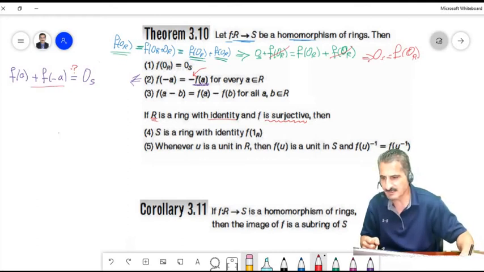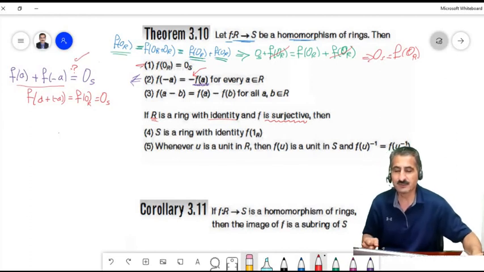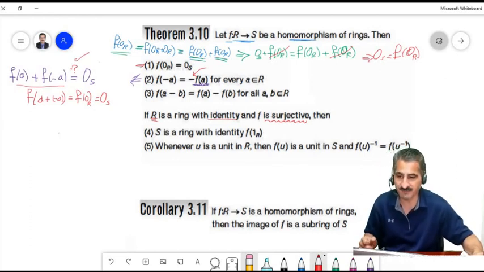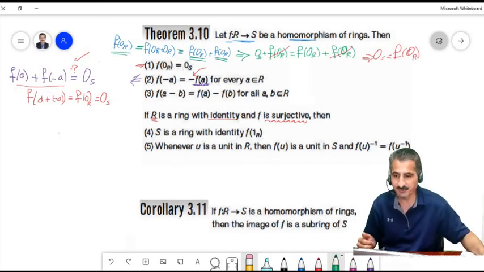But this equals, since we have a homomorphism, f of a plus the additive inverse of a. But this is f of 0, right? The 0 of R. And this is the 0 of S by part 1 here. So we got this true. So the inverse of f of a is f of the inverse of a. Okay, good. Now let's go and prove part 3.